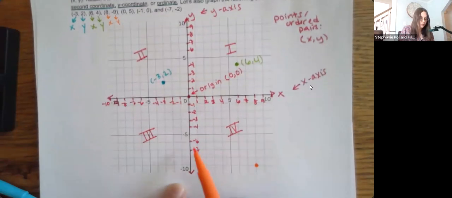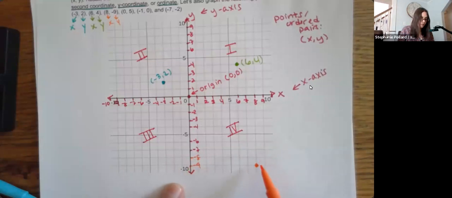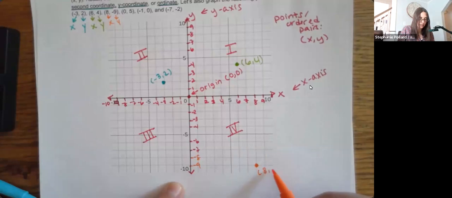And again, you can make sure it lines up. This would be negative 8. This would be negative 9. So that point is right at that intersection. And this is the point 8, negative 9.